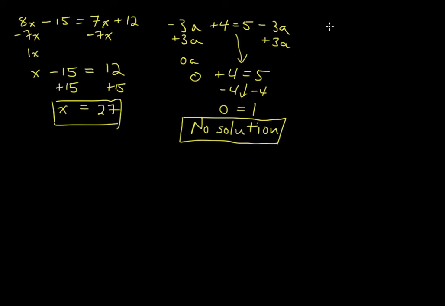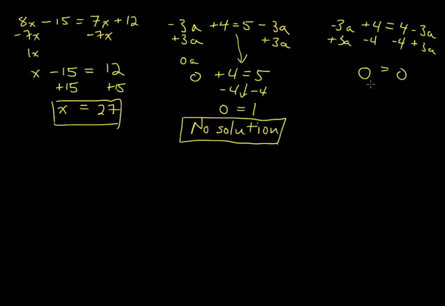Now it's possible to have a similar situation happen where, say, I had negative 3a plus 4 equals 4 minus 3a. Well, in this case, if I add 3a to both sides and subtract 4 from both sides, then I get negative 3a plus 3a, that's 0a, which is 0. 4 minus 4 is 0. So I get 0 equals 0, and that's always true.